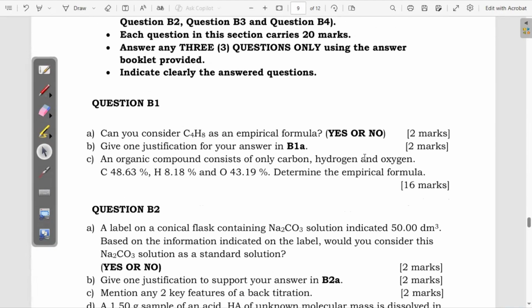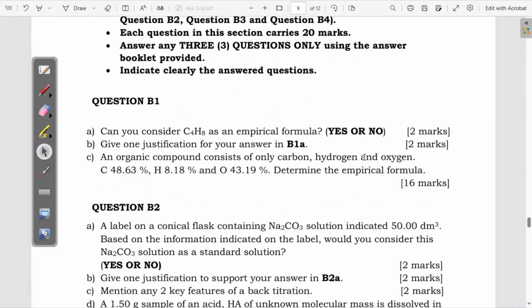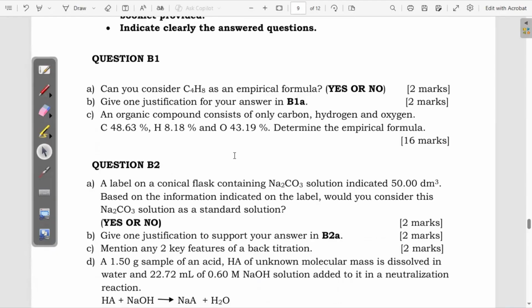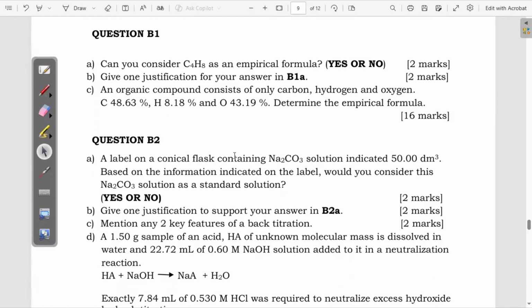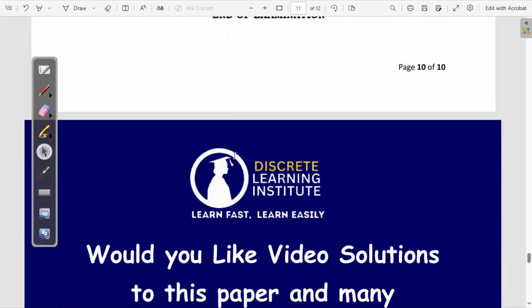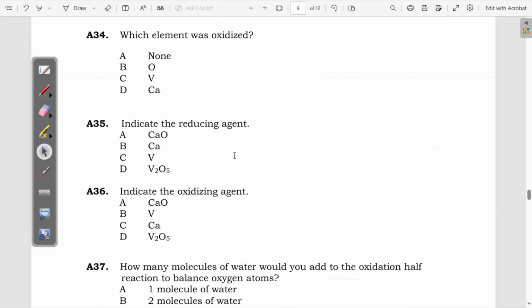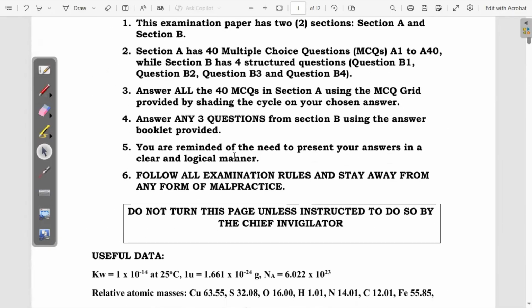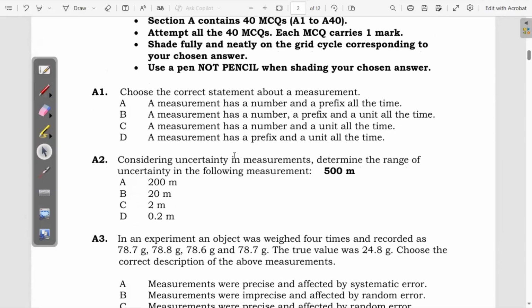After we are done with the multiple choice, we go to section B. We have 5 structured questions. Again, we are going to do justice here. We're going to be explaining the concept as well as solving all the questions that you can see here. So without wasting much of your time, let's start from question 1A.